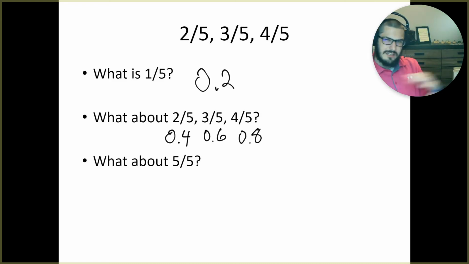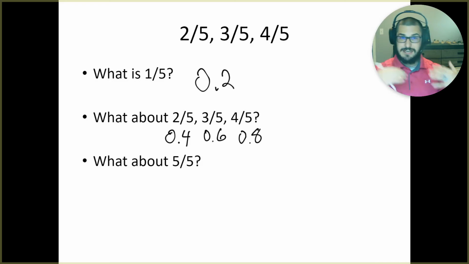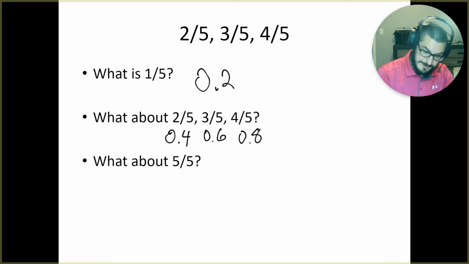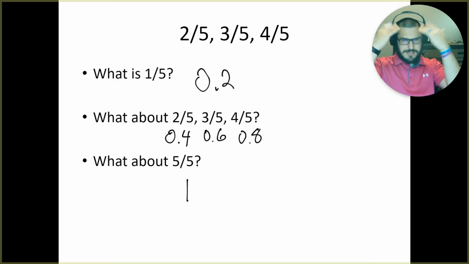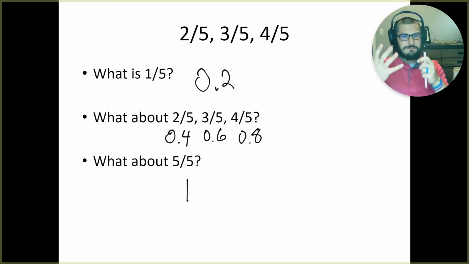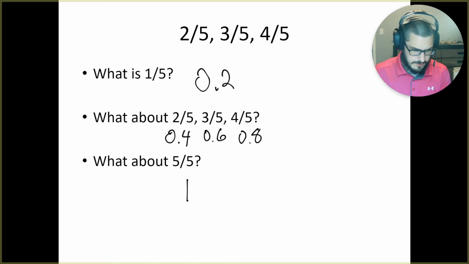And then what about 5/5? What about 5 over 5? Well, you should remember either from prior knowledge or a previous video that anything over itself is going to be 1. They cancel out. So 5/5 is 1. Same thing if you're thinking about it: if I've got 5/5 of a dollar, then I've got a whole dollar.